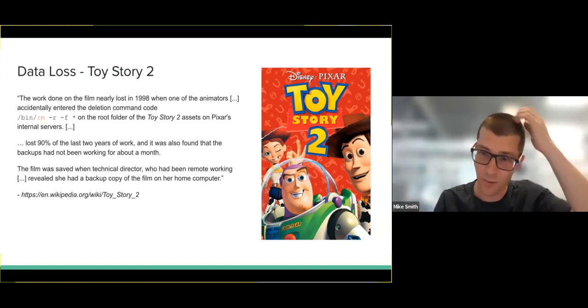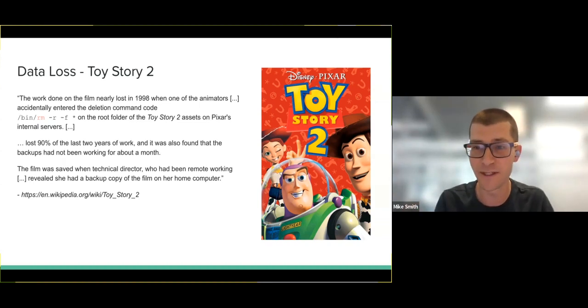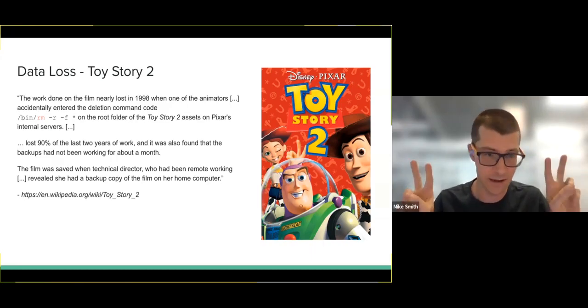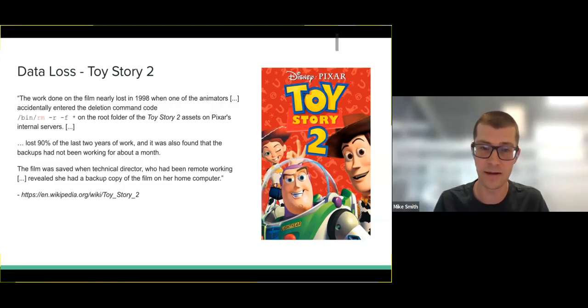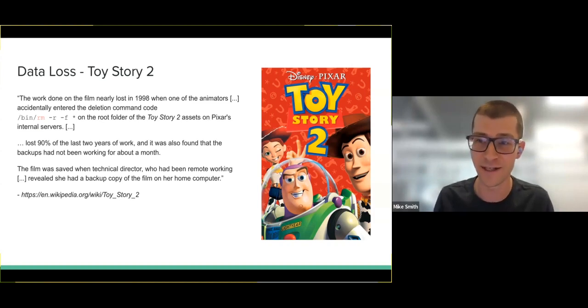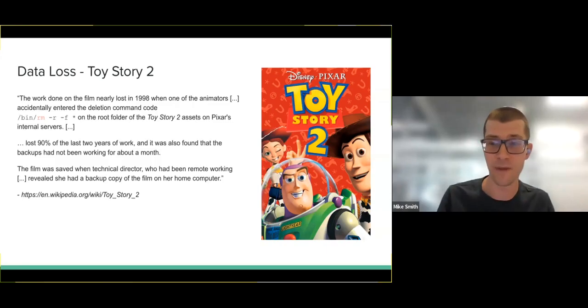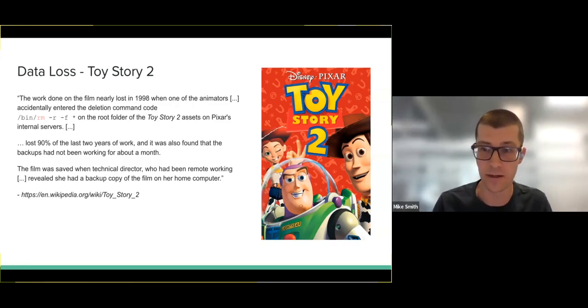This is a quite famous example where the enormous movie studio Pixar and Disney, in developing Toy Story 2, the movie, at some point, someone ran this command here, this rm command here. It doesn't matter if you know exactly what that means, but if you're not familiar with it, that means delete everything. Essentially, someone was doing some standard tidying up. They ran the wrong command, deleted 90% of the work that had been done over the last 2 years on the film. And then they found out that the backup strategy they had for this had not been working for a month, and they didn't have any backups of all the work that had happened.